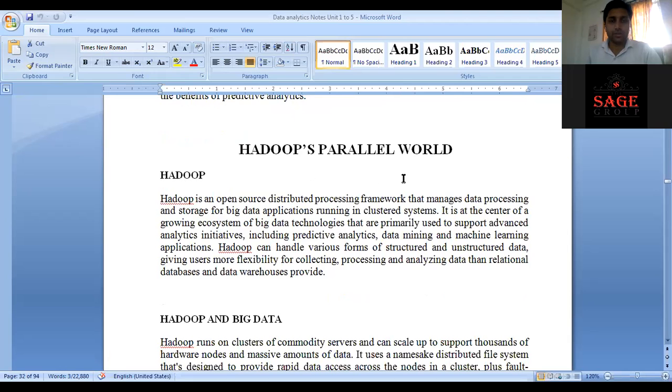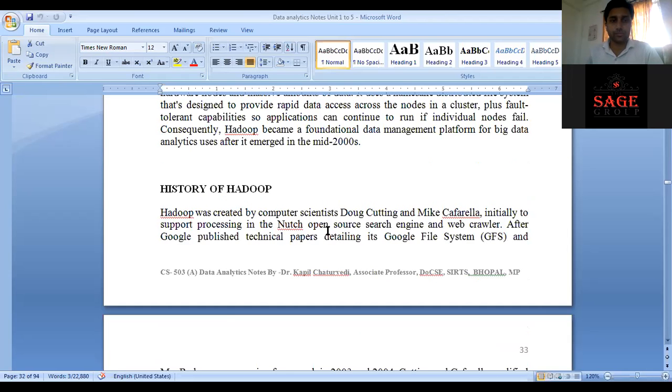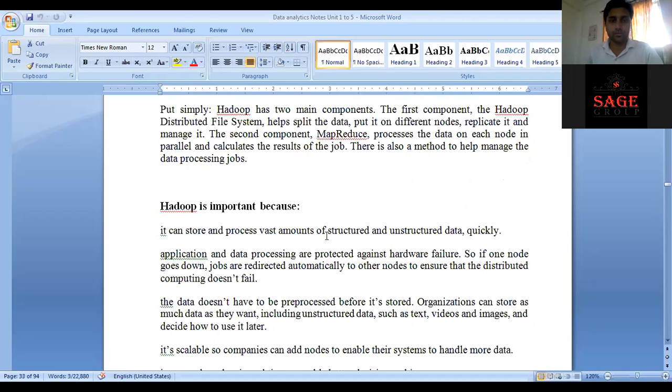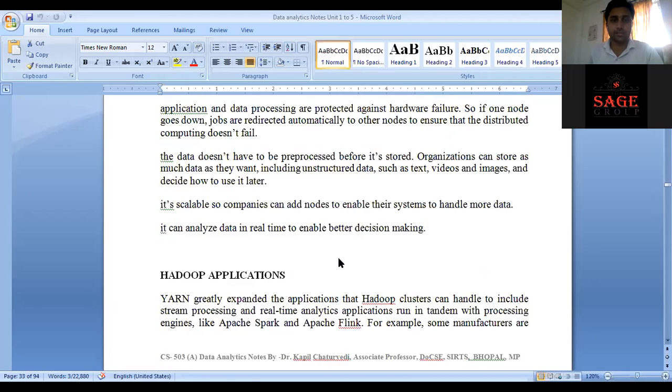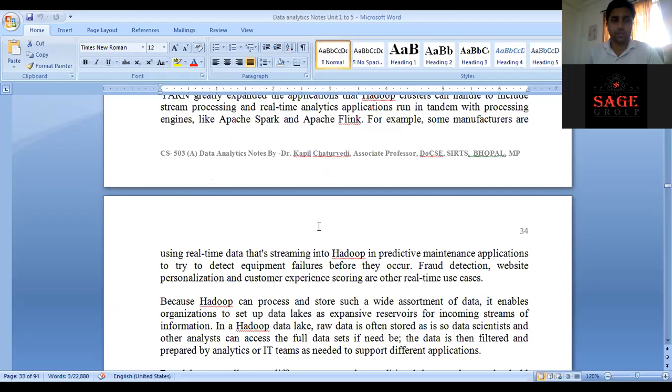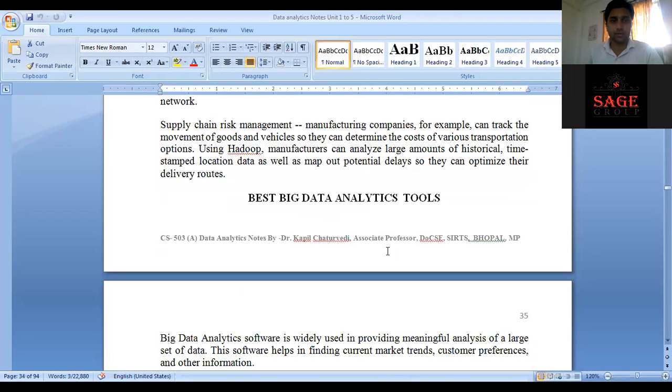In the Hadoop parallel world, we have to discuss the concept of MapReduce, because MapReduce is the fundamental entity which explains how Hadoop works in parallel. We know very well how MapReduce works. We discussed that concept many times. There are some applications of Hadoop, and there are big data tools.